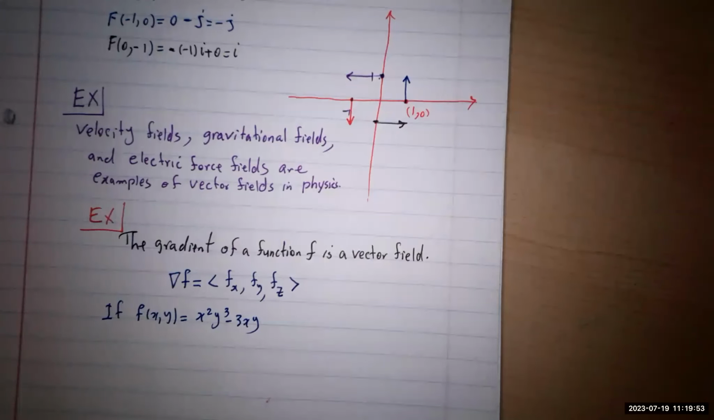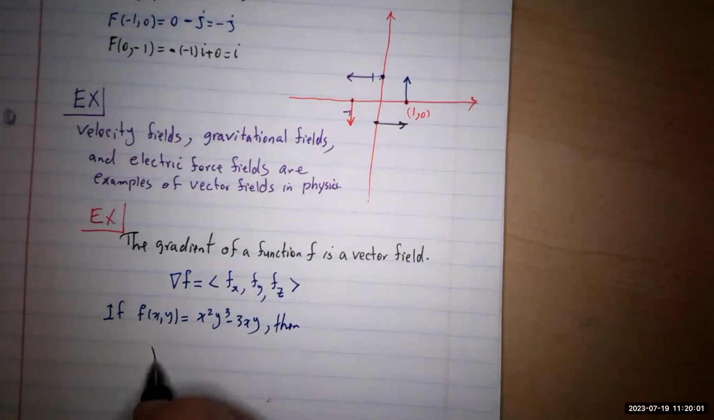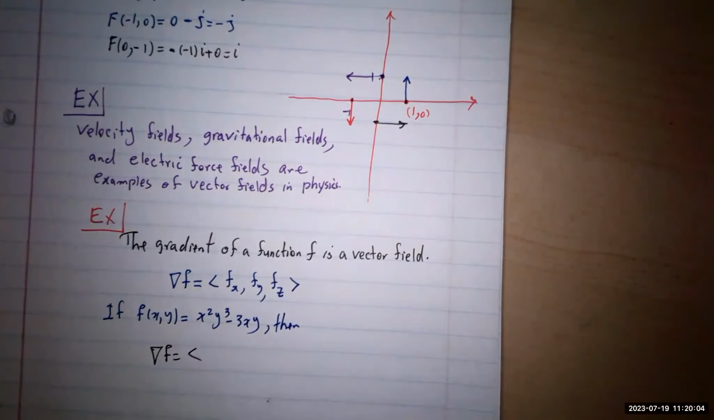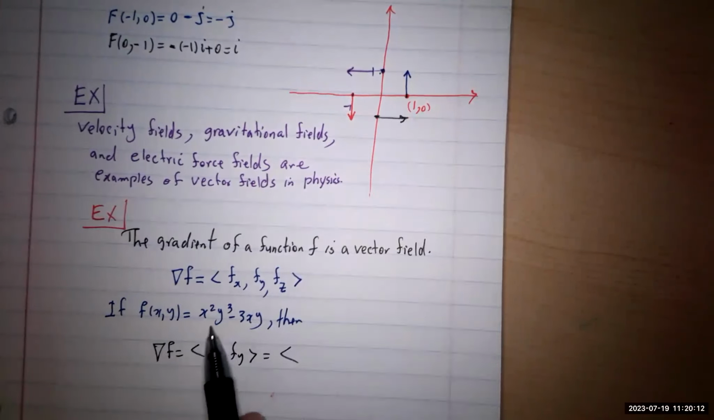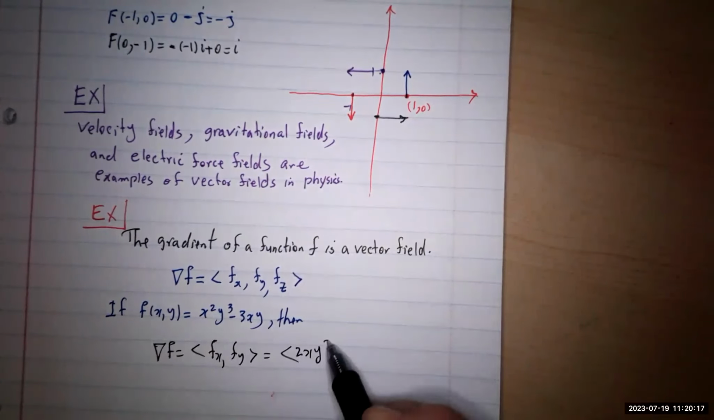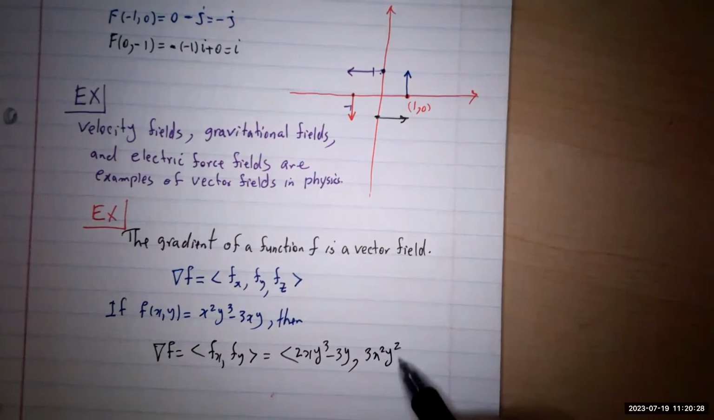the way we do it, we just consider the gradient. If this is going to be the case, then what is the gradient of this function? The gradient of this function is going to be equal to, you know that you are going to get only f sub x and f sub y, the partials. So the partial with respect to x: the derivative of x squared will be 2x, so that gives you 2x y cubed. And the partial with respect to y, that gives you 3y squared, so it's going to be 3x squared y squared. And over here, with respect to y, that gives only negative 3x.